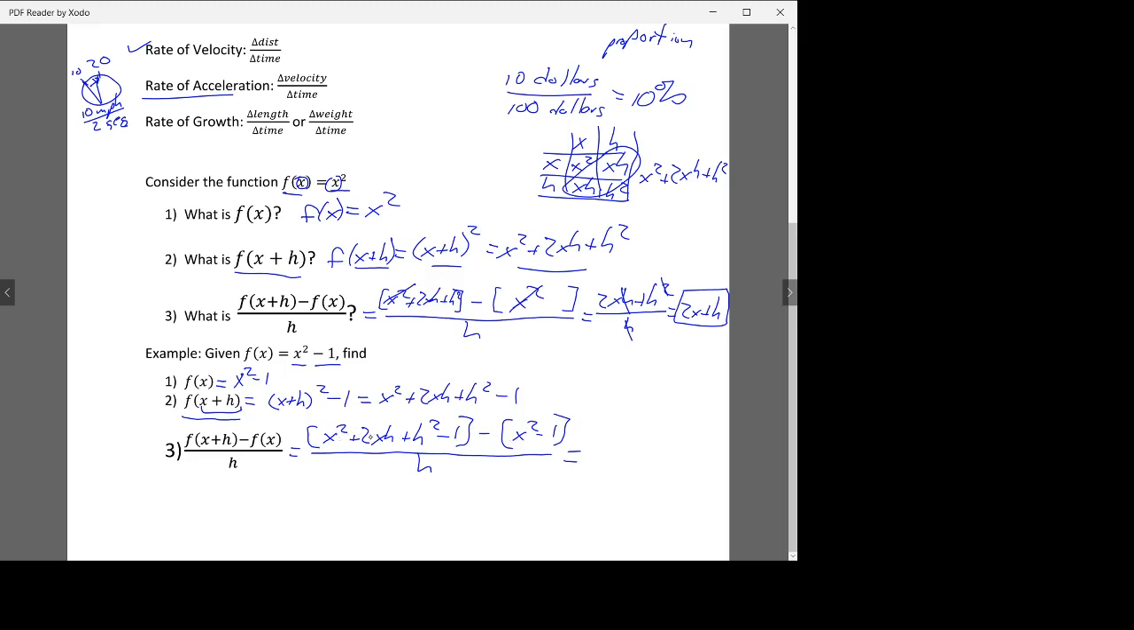So x squared, you can see here we have the additive inverse of each thing in here. So there's an additive inverse of x squared. That'll cancel the x squared. And there's a minus 1 on both. In fact, you can see a minus 1 and the additive inverse of minus 1 will cancel. And we're left with 2xh plus h squared over h, which we can factor the h out again, 2x plus h.